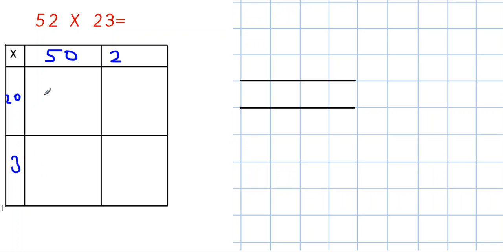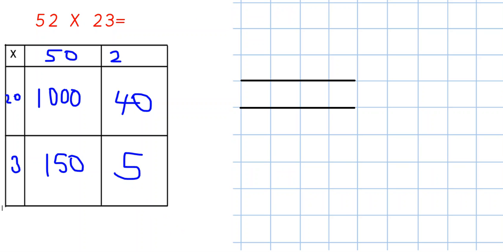Okay, so 20 times 50 I know is 1,000. And 2 times 20 is 40. And 3 times 50 is 150. And 3 times 2 is 6. So I'm going to combine that to 1040.